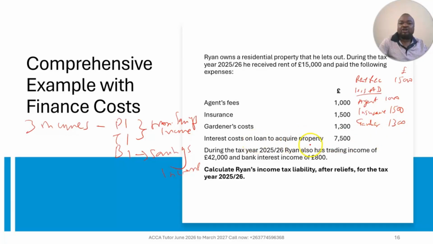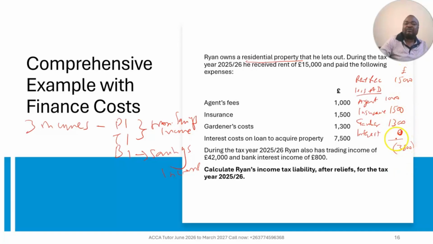What about the interest cost on loan to acquire property? Because this one is a residential property, this one is not going to be allowable. So you put it here as interest, then you put a zero. Remember, this is a working for property income, right? It's a working. So you put a zero, ladies and gentlemen. All right. And then you compute the total expenses. How much are they? 1,000 plus 1.5, that's 2.5, plus 1.3, that's 3.8. 3,800. These are our total expenses.